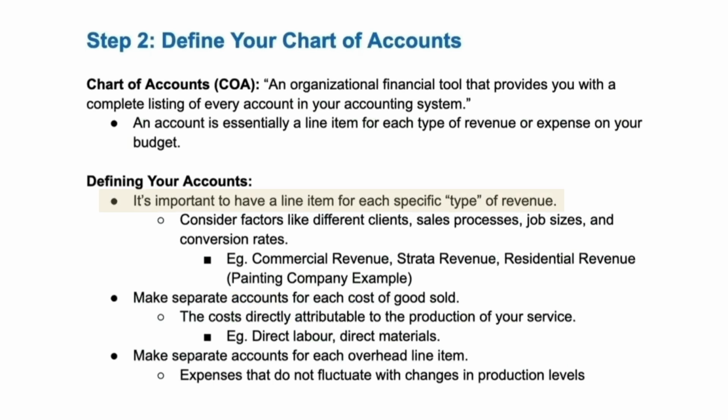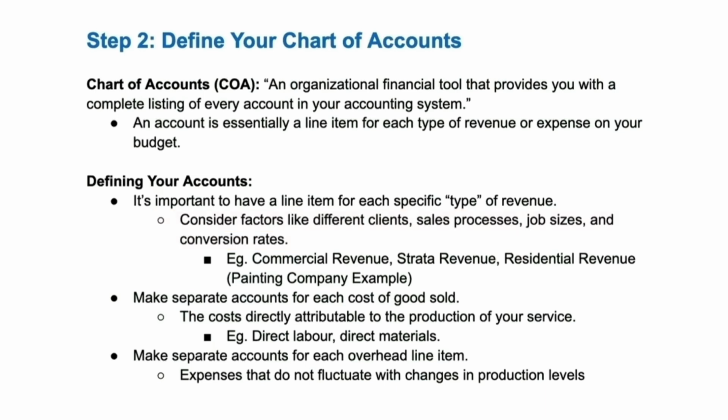It's important to have a line item for each specific type of revenue. So when determining what revenue categories to utilize, consider factors like significantly different types of client, sales processes, job sizes, and conversion rates. You don't want to have so many revenue categories that your budgeting becomes overly complex and the information just isn't the most helpful for decision-making purposes. And on the other side, you don't want to have too few revenue line items where your budget is overly simplified and you just throw everything into one category, unless you truly only have one revenue stream right now.